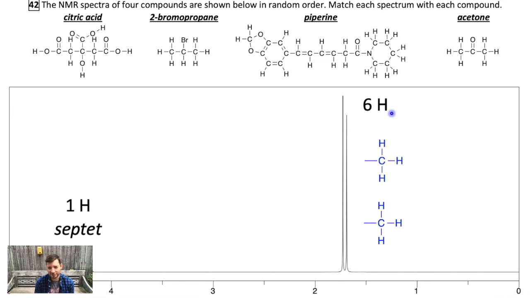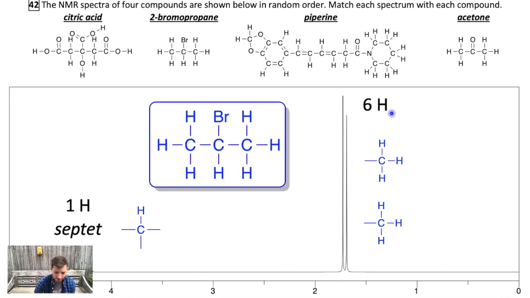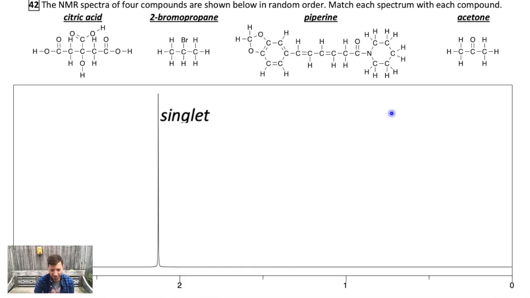You could just add it up and say there's 7 hydrogens. There's only one molecule up there that even has 7 hydrogens, but it makes sense because I could have that 1 hydrogen signal with those 6 hydrogens. This is the 2-bromopropane molecule just by process of elimination.